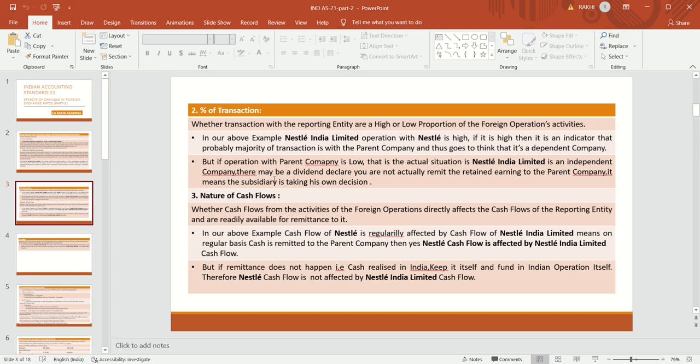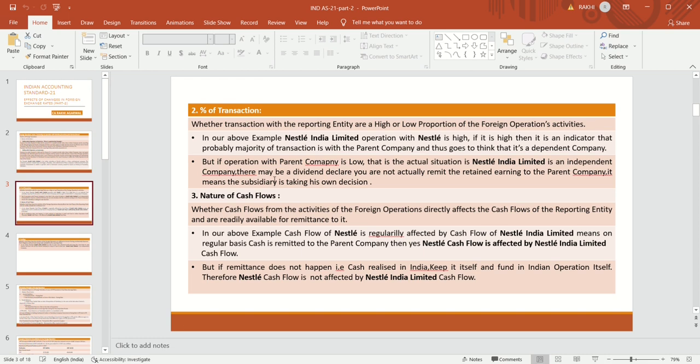They only pay dividend to the parent company. The company is not actually remitting its retained earnings to the parent company; it's only paying dividend to the parent company. It indicates that the company is taking its own decisions and it is an independent company. It is not influenced by the parent company.